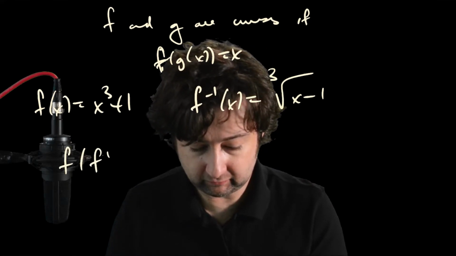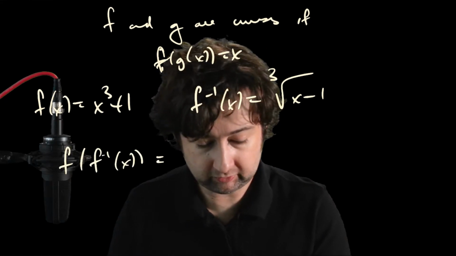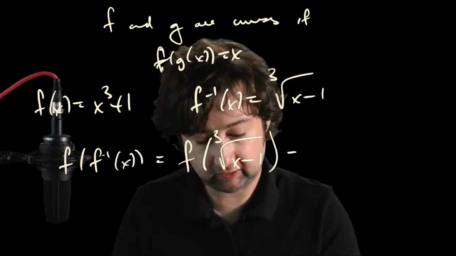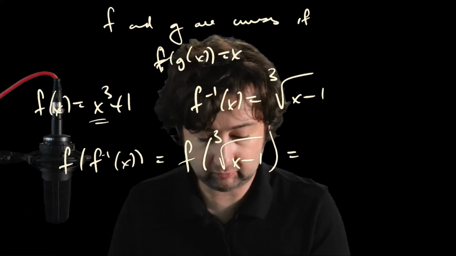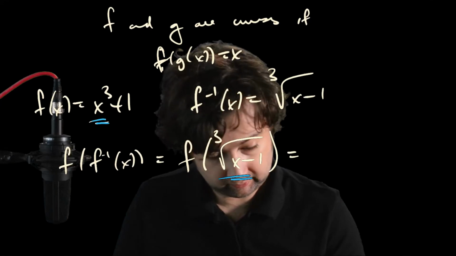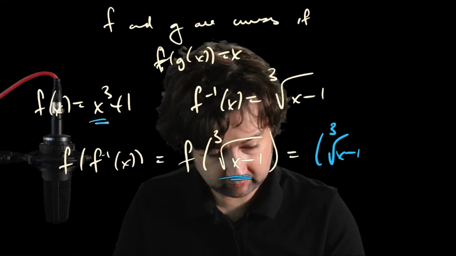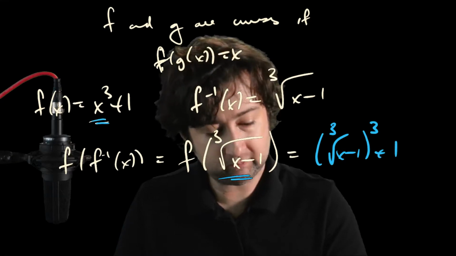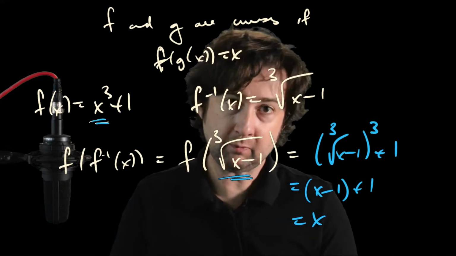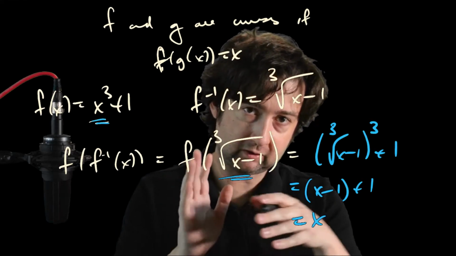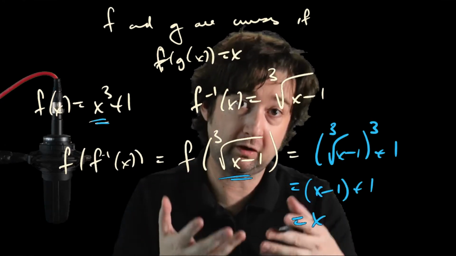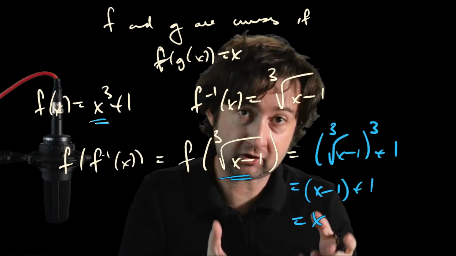f of f inverse of x is equal to f of the cube root of x minus 1. That means everywhere I see an x in this equation, I'm going to replace it by this input right here. That gets me the cube root of x minus 1, cubed, plus 1, which is x minus 1 plus 1, which is x. So f of f inverse of x gets you x, and that means you're looking at inverse functions. Okay, so we verified that the formula that we got is actually an inverse.